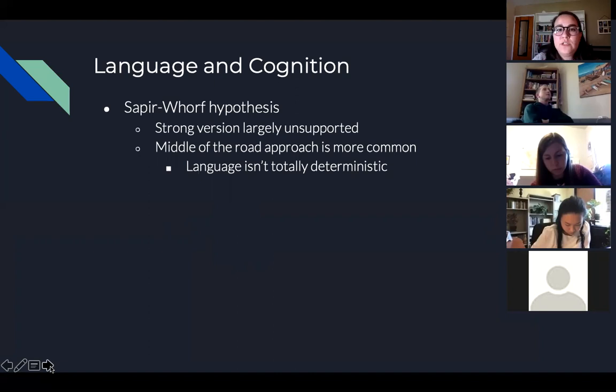So today, most cognitive psychologists would take more of that middle road approach, a little bit more on the side of the weak version of Sapir-Whorf. Most cognitive psychologists would suggest that there are some aspects of our perception that are going to be affected by the language that we speak, but that language doesn't entirely restrict or dictate our understanding of the world.